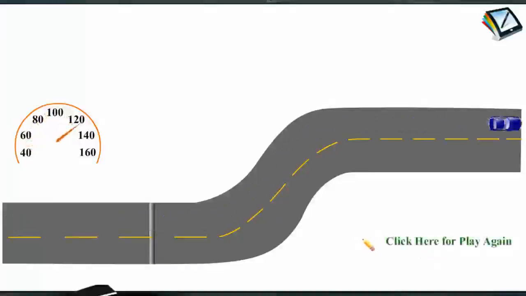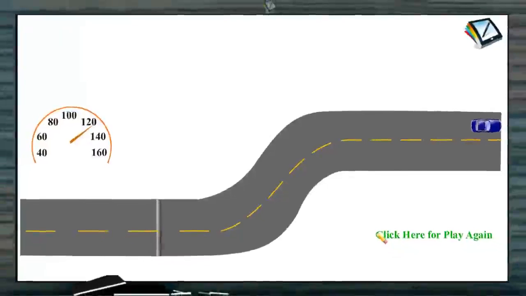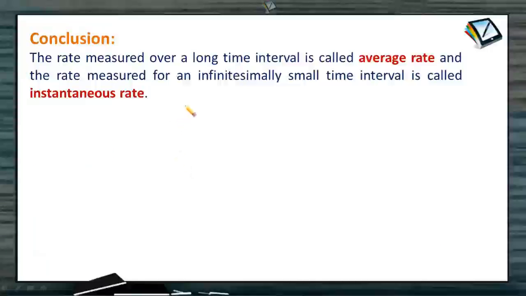And the rate at which the car was moving at any instant, that is the instantaneous rate, that is changing from time to time. So for a moment I will leave about the term instantaneous rate. We will discuss that one later on. So that is the meaning of the average speed or the average rate. So what is the conclusion here? The rate measured over a long time interval, that is called as the average rate, and the rate measured for an infinitesimally small time interval, means very minute time interval, that is called as the instantaneous rate.